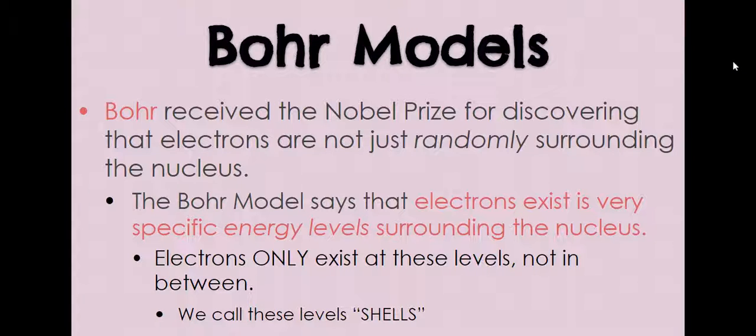Bohr models are named after Niels Bohr, who received the Nobel Prize for discovering that electrons do not just randomly surround the nucleus in what we previously called essentially a sea or cloud of electrons. Bohr's model says that electrons exist in very specific energy levels which surround the nucleus, much like our planets exist in very specific places surrounding the sun. So in this example, the nucleus is the sun and the planets are the electrons. Electrons only exist at these specific levels and they do not exist in between. We call these levels shells.